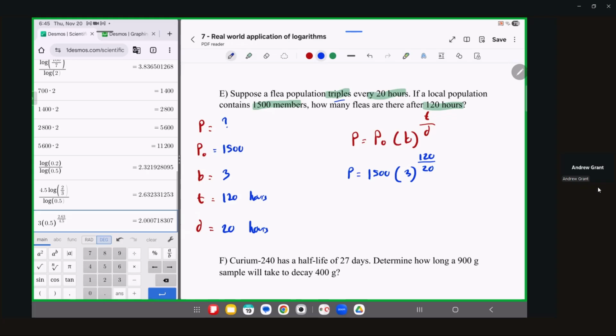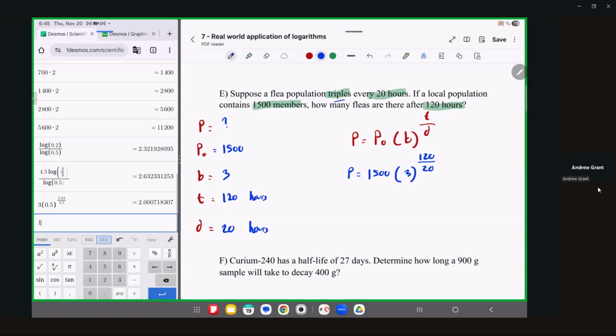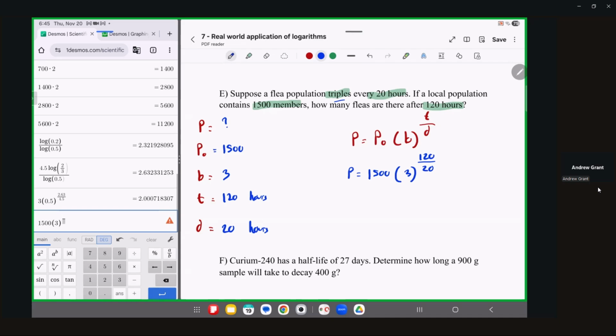So this is the kind of question you might expect to have run into in a previous course. These are mixed in with some of the ones you'll be solving in the booklet just because they don't want you to solve the same thing over and over again ad nauseum. And so we take 1,500 multiplied by 3 to the power of 120 divided by 20. And we can see we have a population of fleas of 1,093,500 fleas. So lots and lots of fleas.